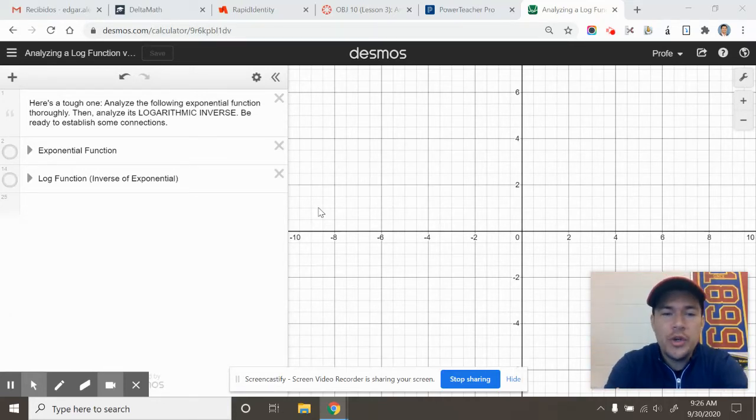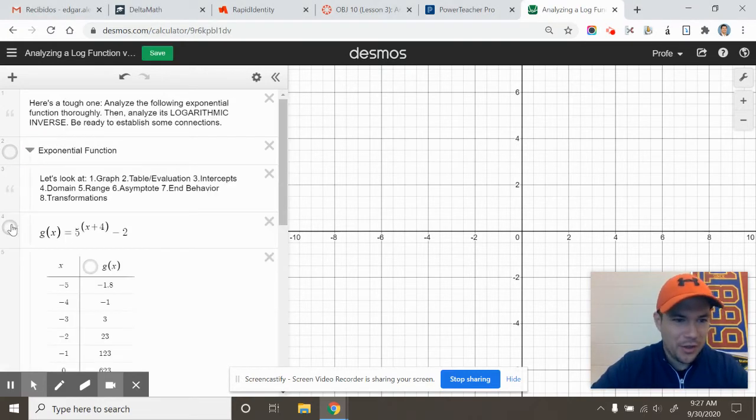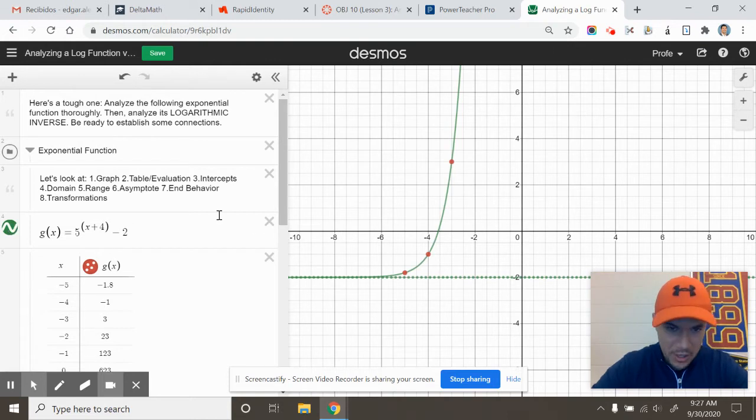Okay, so we are going to analyze a log function, but before that, we're going to analyze an exponential function. And it turns out that they're inverses of one another, and we're going to establish some fantastic relationships between these. So let's go. Okay, so let's start with a real difficult looking exponential function.